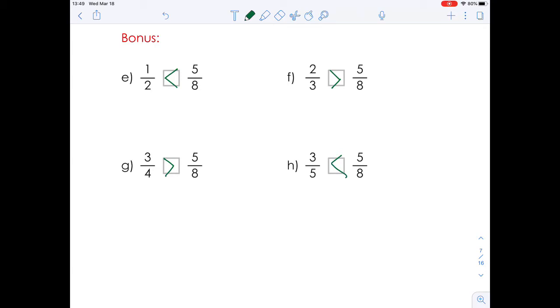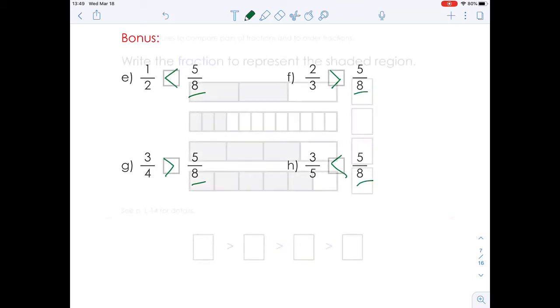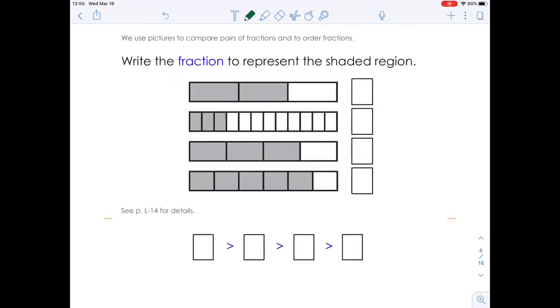So we could see what we had in common here. We're comparing each of these fractions to 5/8. All right, in this part we have number strips with shaded areas, and we would like you to write down the fraction for each one, and then down below you're going to put them in order, but this time you're putting them in order from biggest to smallest, from greatest to least. So pause the video and go ahead and try out writing down these fractions and putting them in order.